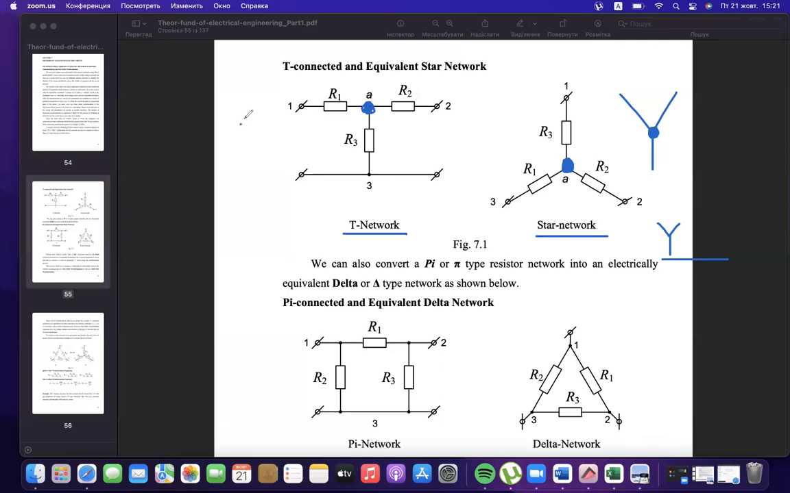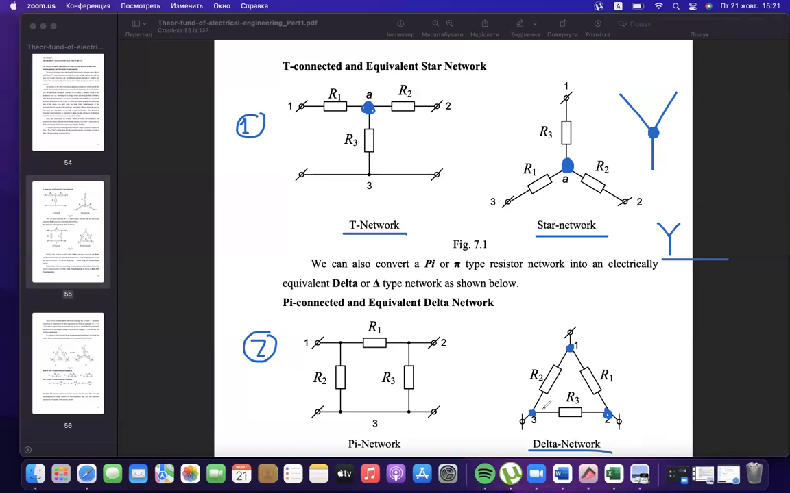And the second type, just one by one, these resistors are connected all together. Each pair of resistors has one common point between each other, but there is no single point for all 3 of them. Only 3 pairs of connections.